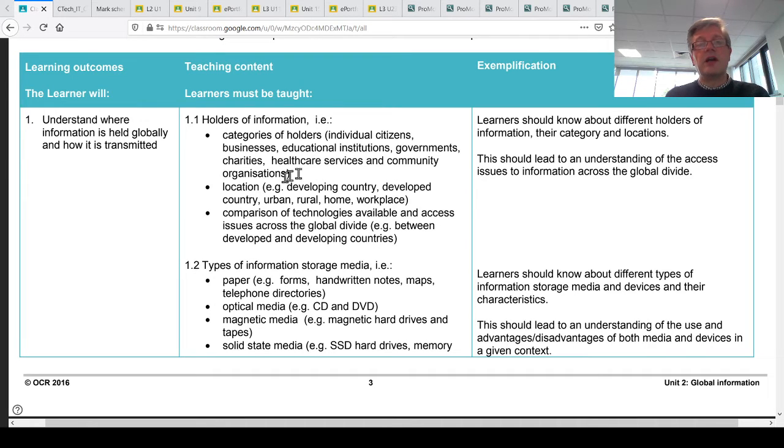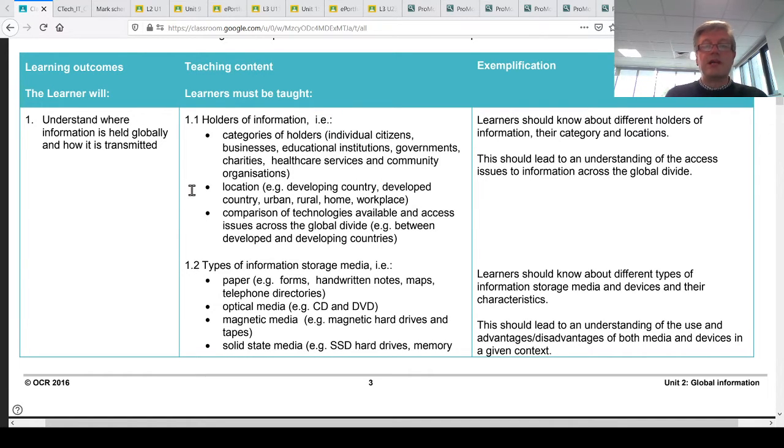And then sometimes there are community organisations at a community level, and they have information that's specific to them depending on who they are and what they do. So the whole idea of this is just that different organizations and people and services and institutions and governments, they all have information, so they fall into categories of information holders. Sometimes they're called stakeholders.